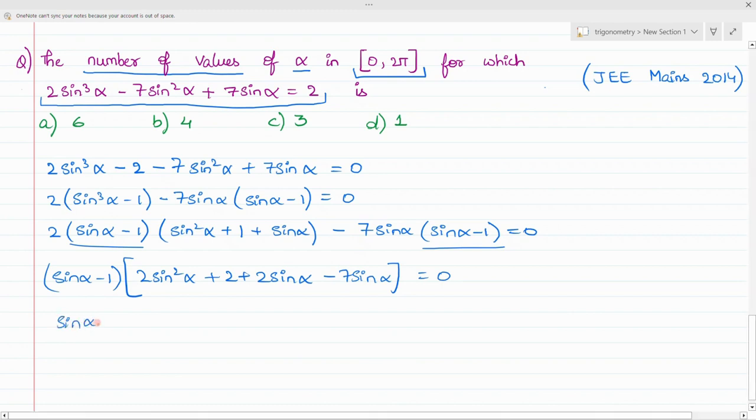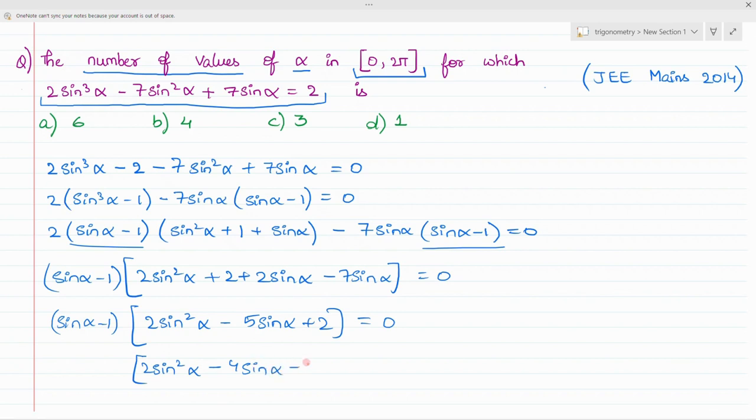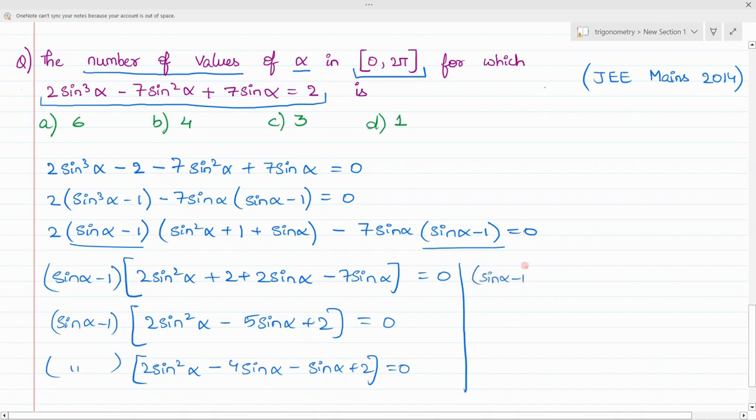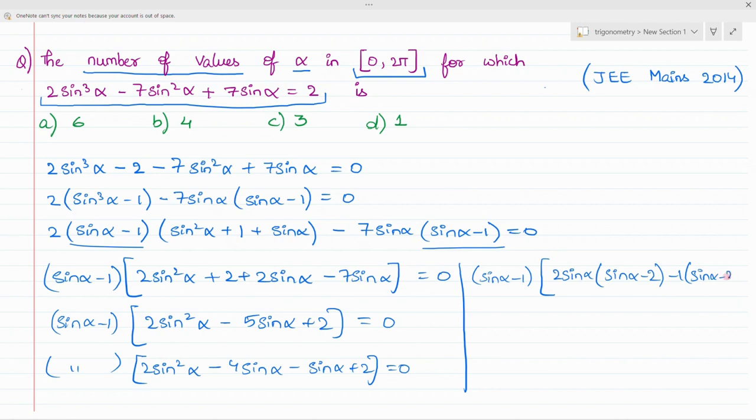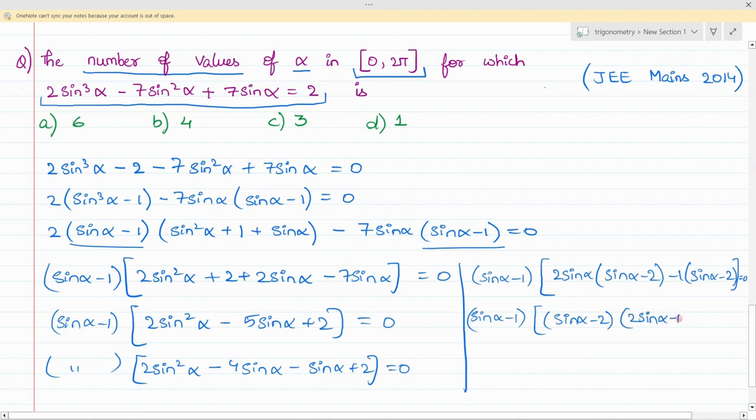Now if we simplify the inside part, it becomes 2 sine square alpha minus 5 sine alpha plus 2 equal to 0. Just factorize this. We'll get it as 2 sine square alpha minus 4 sine alpha minus sine alpha plus 2 equal to 0. And this remains as it is, that is sine alpha minus 1. And from here, we can write it as sine alpha minus 1 into, take 2 sine alpha common, sine alpha minus 2, minus 1 into sine alpha minus 2 equal to 0. Now this can be written as sine alpha minus 1 into sine alpha minus 2, and the remaining is 2 sine alpha minus 1 is 0.